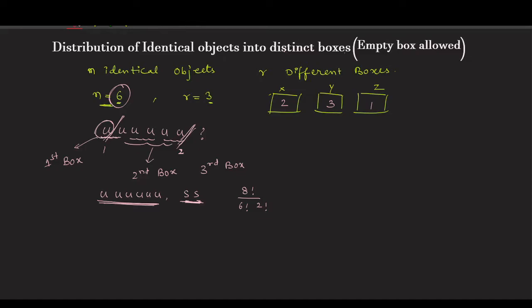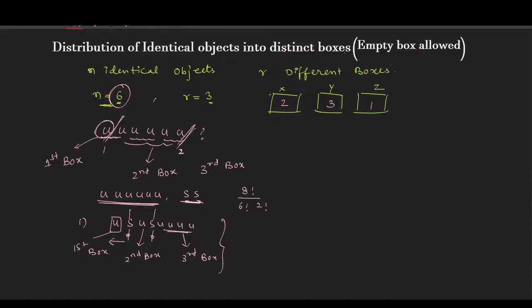Now why am I finding the arrangements? Let's see one arrangement: U, S, U, S, U, U, U, U. What is the meaning of this? This is the first separation symbol, and here you have the second separation symbol. Before the first separation symbol, how many objects are you seeing? 1. This will go to the first box. And in between the two separation symbols, how many are there? This will go to the second box. The remaining U's and S arrangement will go to the third box. So one arrangement is giving one distribution. So how many distributions are possible?